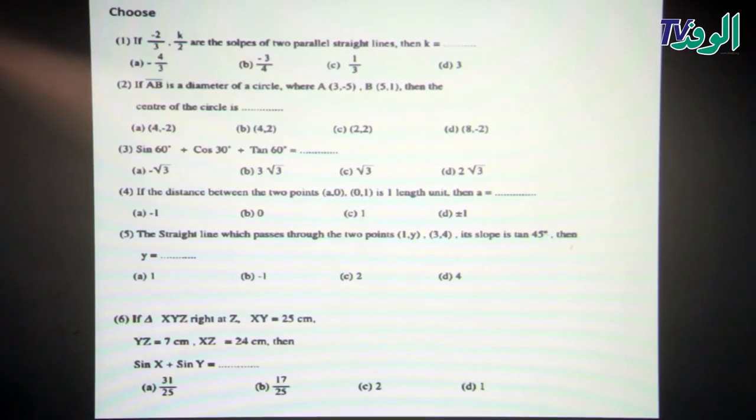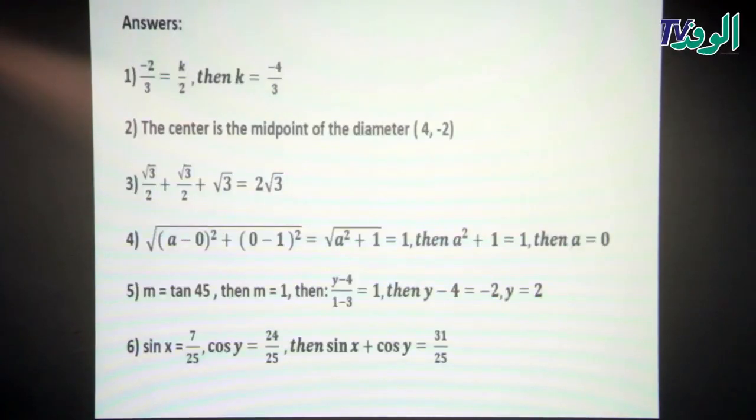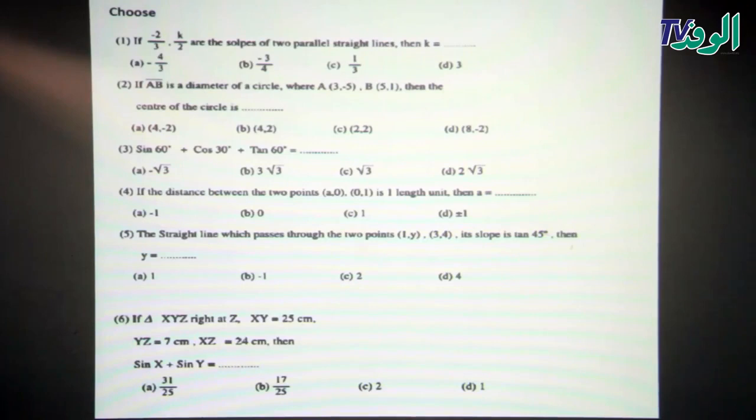Number 3. Sine 60 plus cosine 30 plus tan 60 equals. كل اللي هنعمله هنعمل replacing السايد 60، cosine 30، tan 60. احنا we know that sine 60 is root 3 over 2, cosine 30 is root 3 over 2, and the third term which is tan 60 is root 3. When we add the three terms we can find the total of them is 2 root 3.